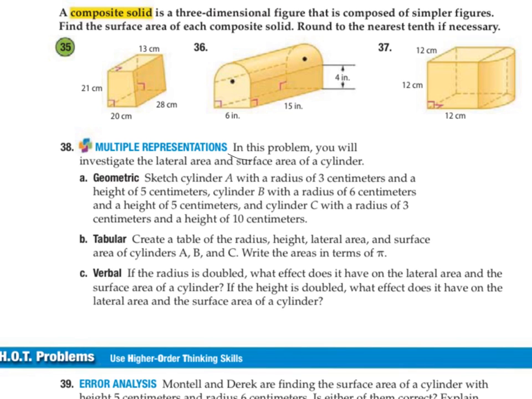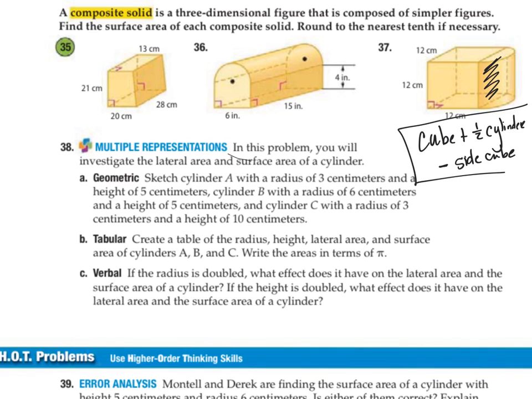But now, when I have the cube plus the half cylinder, make sure that you remove a side of the cube, because this side is now open. It's not touchable. So that side of the cube needs to be removed. You have to subtract a side of the cube because it's open. And there are a lot of different ways you can look at that one.